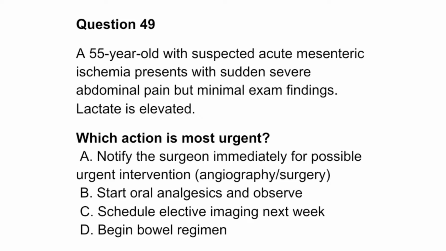Question 49. A 55-year-old with suspected acute mesenteric ischemia presents with sudden severe abdominal pain but minimal exam findings. Lactate is elevated. Which action is most urgent? A. Notify the surgeon immediately for possible urgent intervention, angiography/surgery.